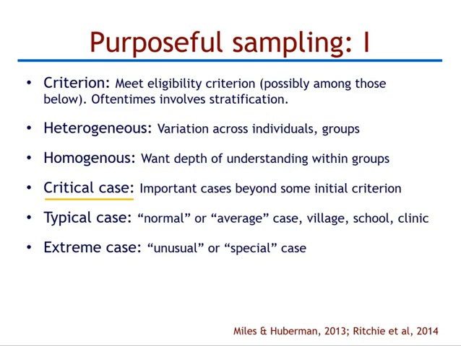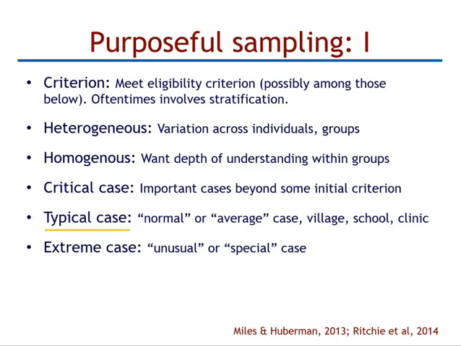In critical case sampling, we first apply some initial selection criterion, and then we select particularly important cases that will be critical to understanding the issue that we're studying. So for example, if funders are worried about implementing an intervention in a specific site, they might choose that site to do some form of qualitative research.